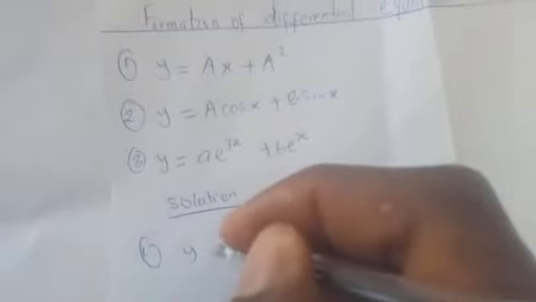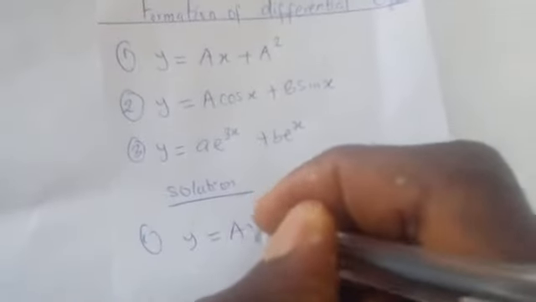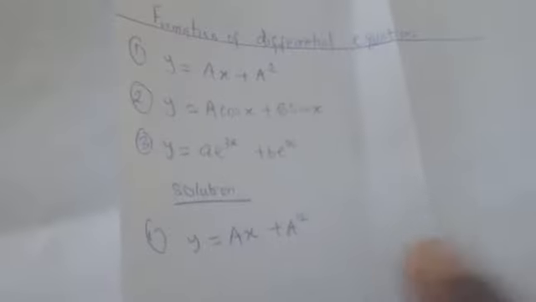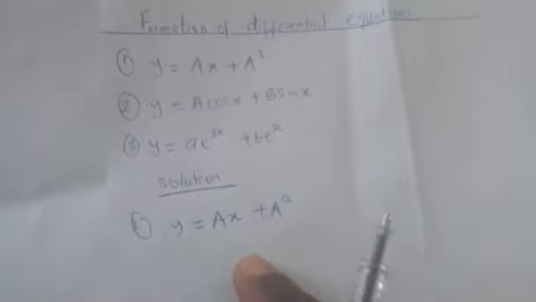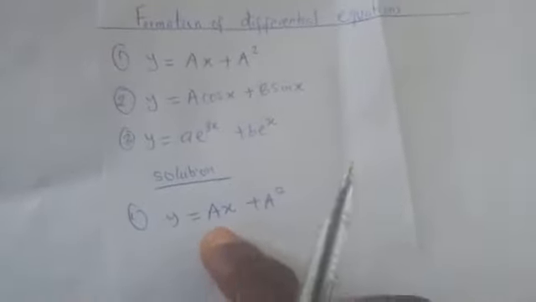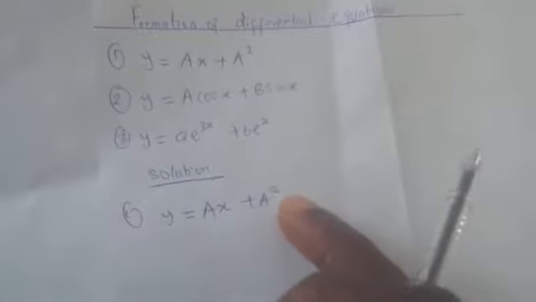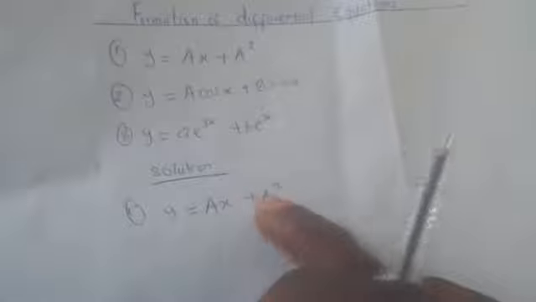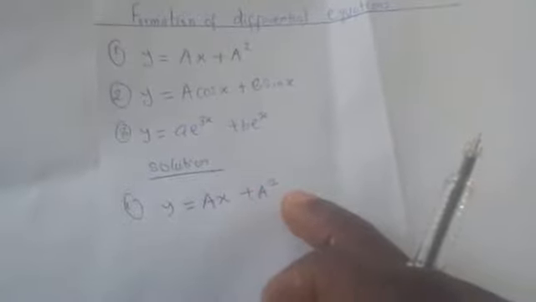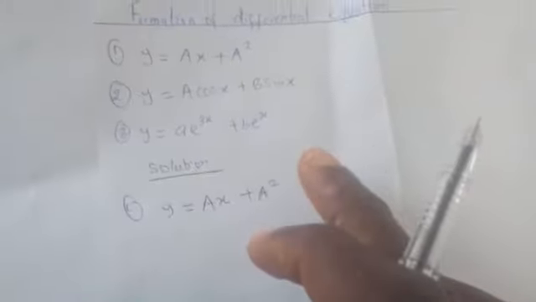Solution. Now, number 1, we have y equals ax plus a squared. When you are treating the formation of differential equations, our aim is to eliminate the constant. So we are going to eliminate constant a. So we have a here, we have a squared. It does not make any difference. The only difference is that the a here has a power of 2. So we are going to eliminate a. And what we're going to do, it means we're going to differentiate it. Since it has one constant, we are going to differentiate it once.